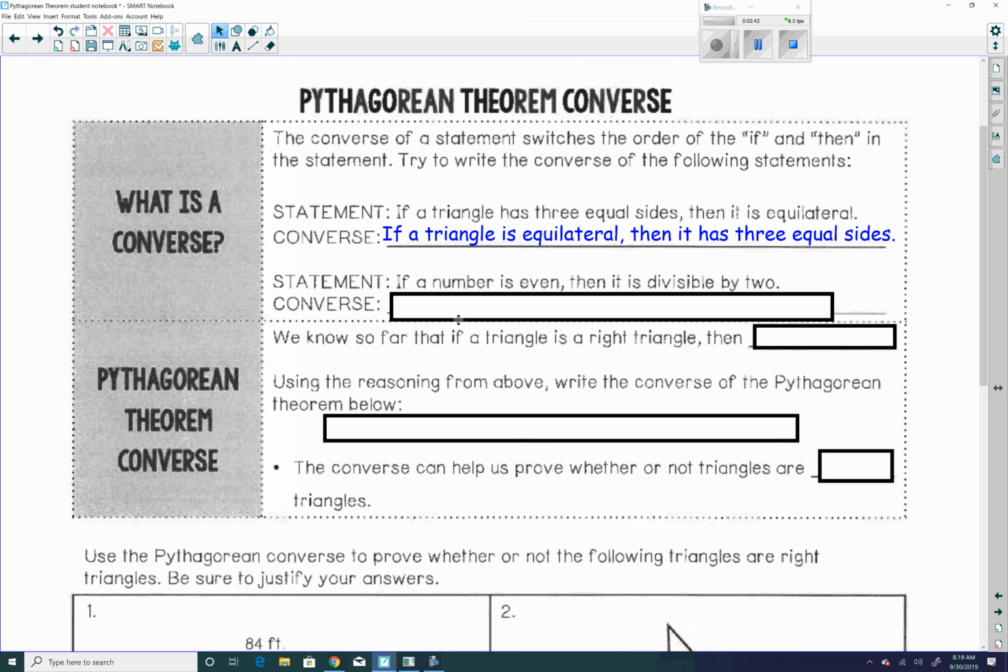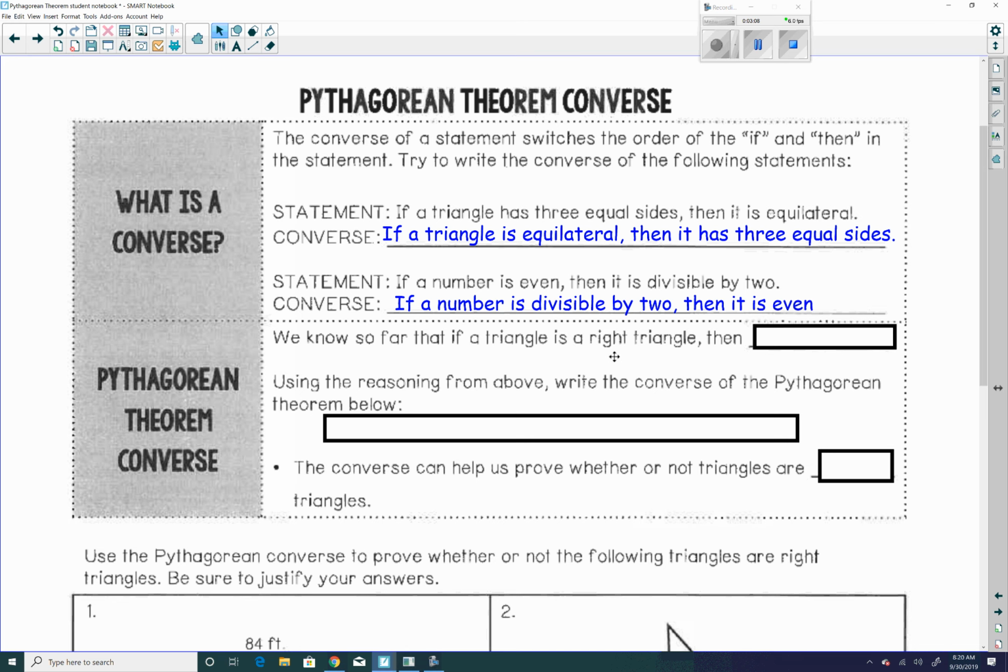We're just using a couple of other examples. The second example, if a number is even, then it is divisible by 2. And then the converse would be if a number is divisible by 2, then it is even. See how it's just kind of switching the order in which the words come. So this one starts with a number being even, then it's divisible by 2, and this says if a number is divisible by 2, then it is even.